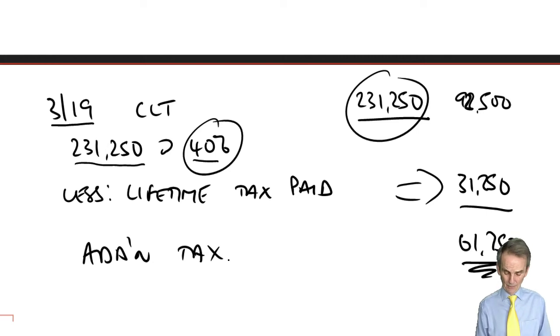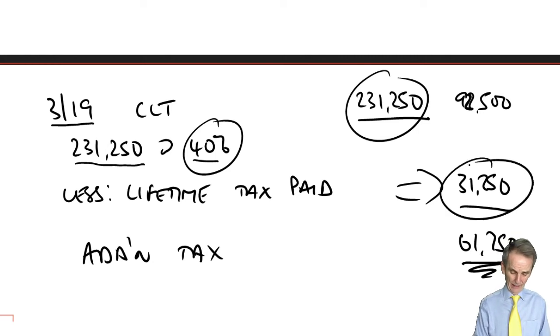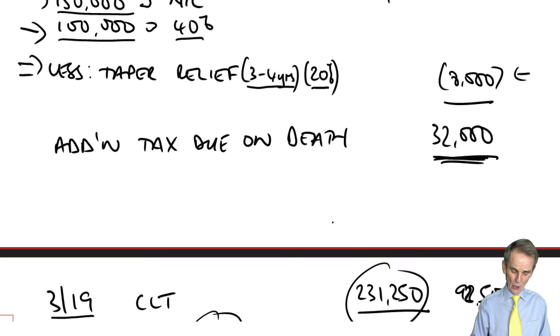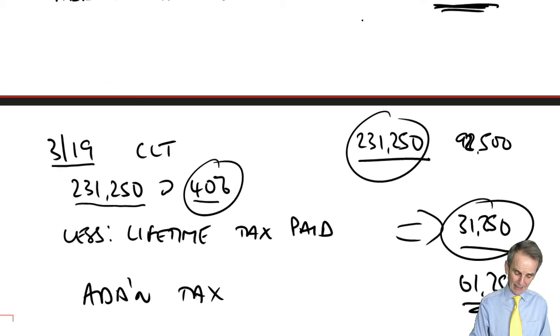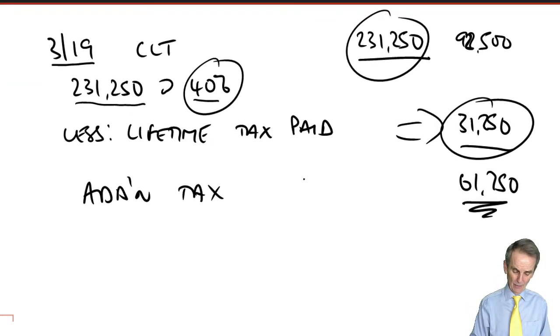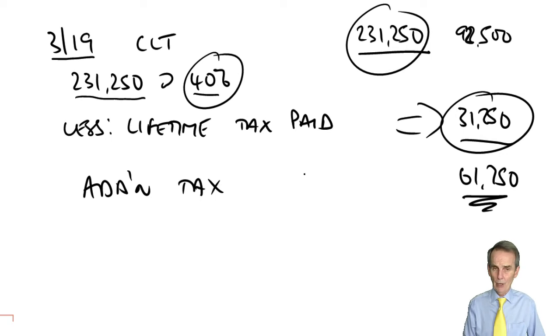Of course, to be able to do it, we needed to know that figure. We needed to know that there was no lifetime tax to reduce this 40,000 here. And that's why implicit within that requirement was to compute the lifetime transfers chargeable when made computation and work out any tax paid on those CLTs in lifetime.